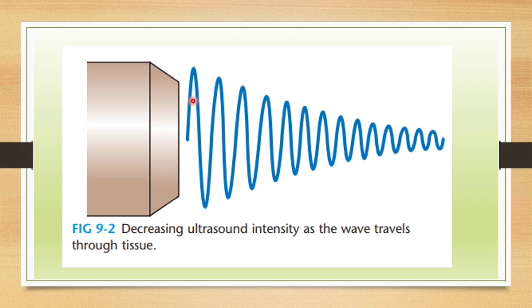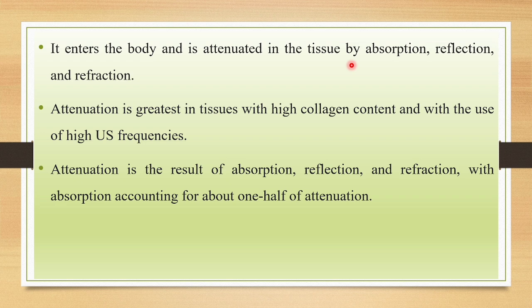This is the attenuation property of these ultrasonic waves. Nearer to the ultrasound head or effective radiating area, the sonic waves or the intensity will be higher, and once it travels in space, the intensity will be reduced. This property of ultrasound is known as attenuation. It enters the body and is attenuated in the tissue by absorption, reflection, and refraction. These are the principles of working of an ultrasound. Mainly it works under absorption, reflection, and refraction.